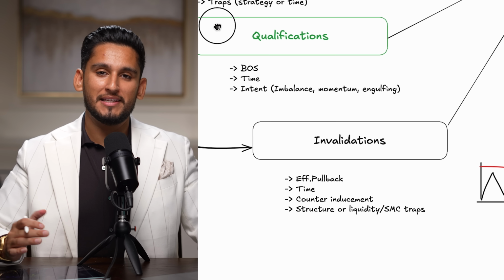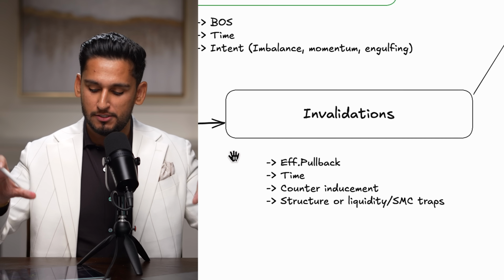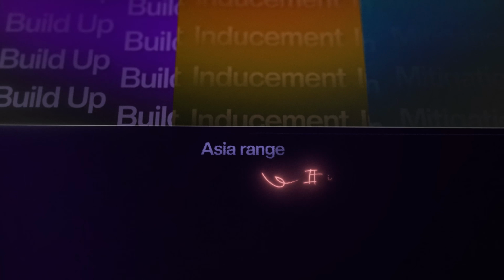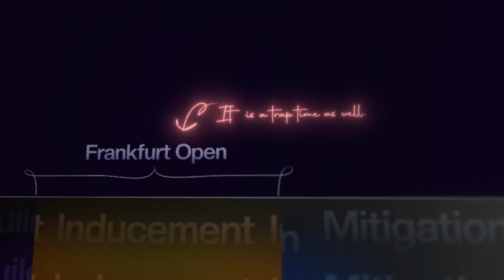Now, there are going to be a few invalidations you need to pay attention to. For example, time: just like time validates, it also invalidates. If you see the signature of build-up, inducement, mitigation, but it happens during an Asia range, don't trust it. Don't trade it. This is more likely a trap. If the inducement happens at Frankfurt Open, this is a trap time and likely you found a smart money trap area.